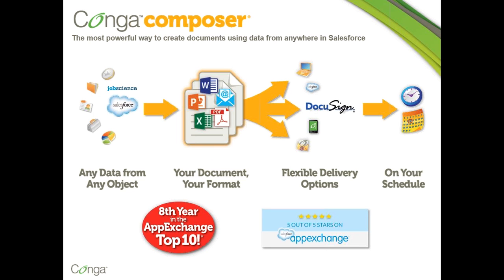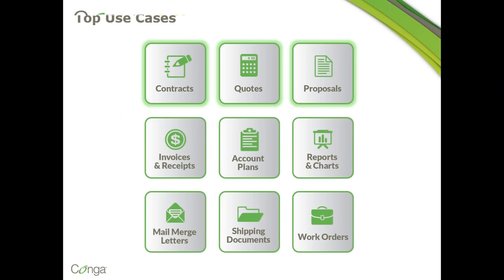We're being able to take information, put it into Microsoft Word, put it into Excel, put it into a PowerPoint presentation, put it into PDF, put it into email, and then allow you a variety of ways to deliver that. And we'll show some of that today, but primarily think of it as any data from Salesforce or from your Jobscience platform into a variety of document templates, and then a variety of ways to deliver those.